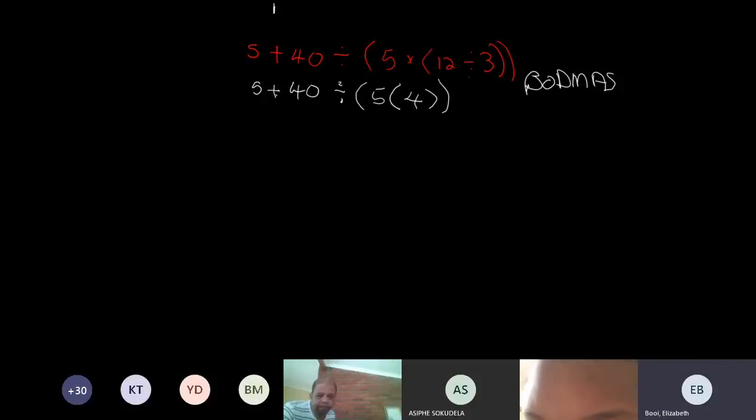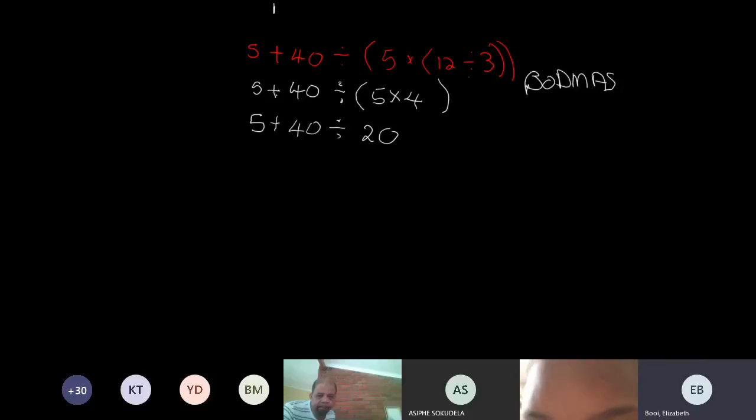I still have a bracket, so I must solve what is inside the bracket. I could also have written this as a multiplication without the bracket there. It means one and the same thing. 5 multiplied by 4. I must still remove the bracket. To remove the bracket, we have 5 plus 40 divided by 5 multiplied by 4, which equals 20.